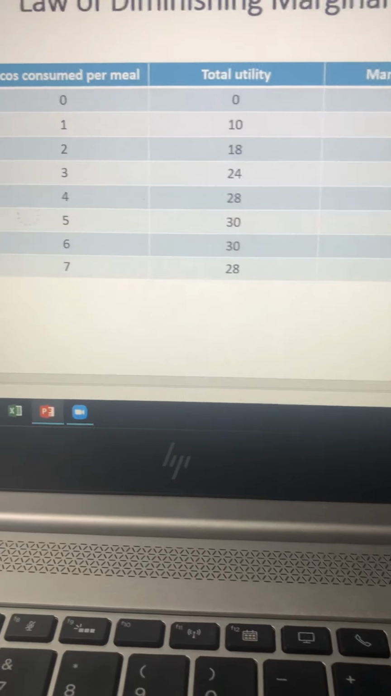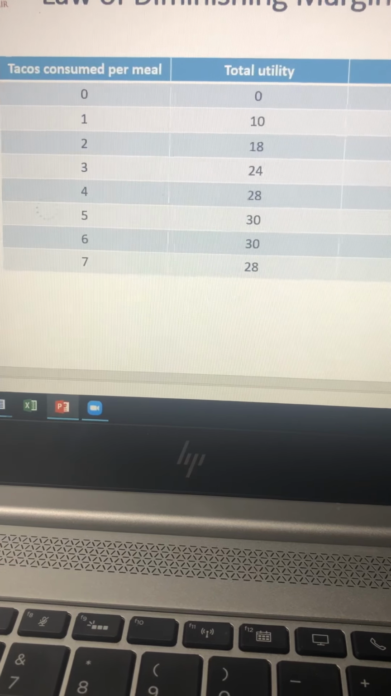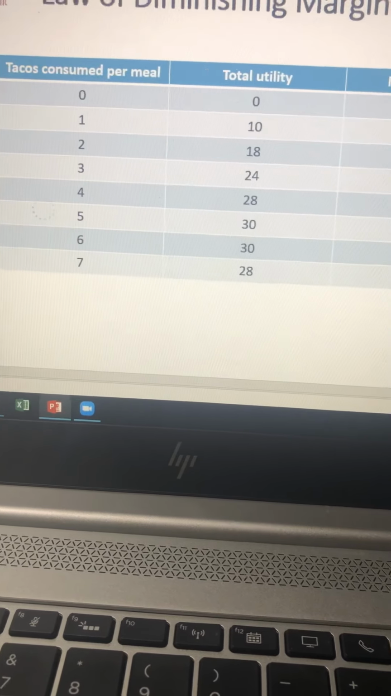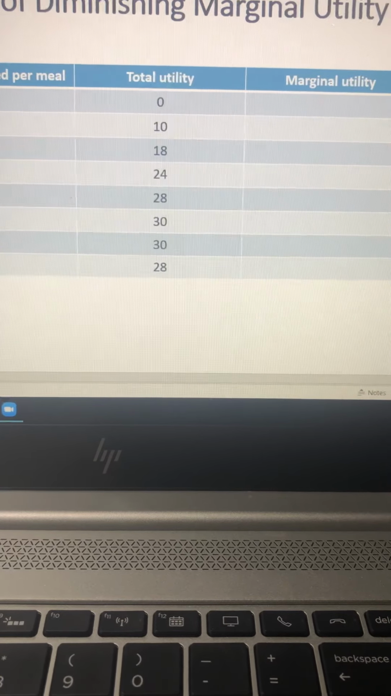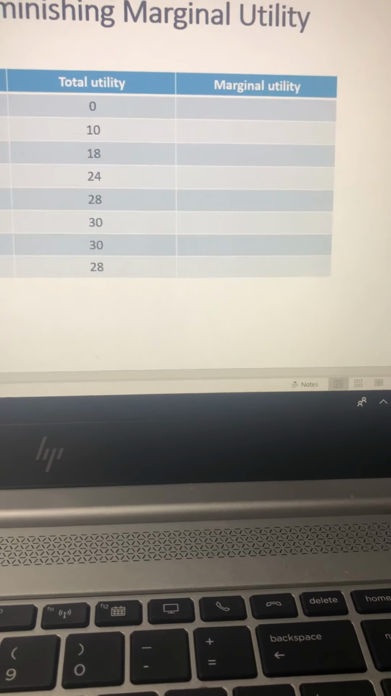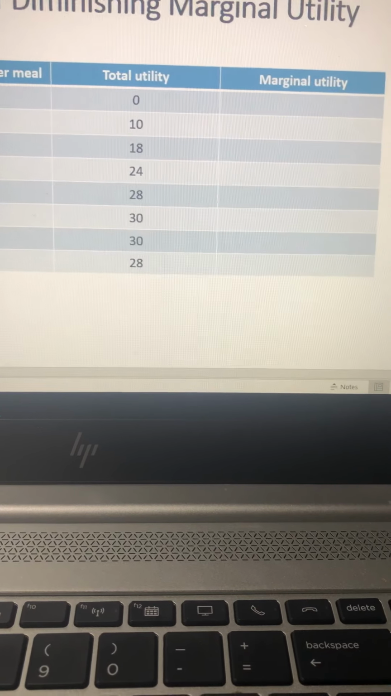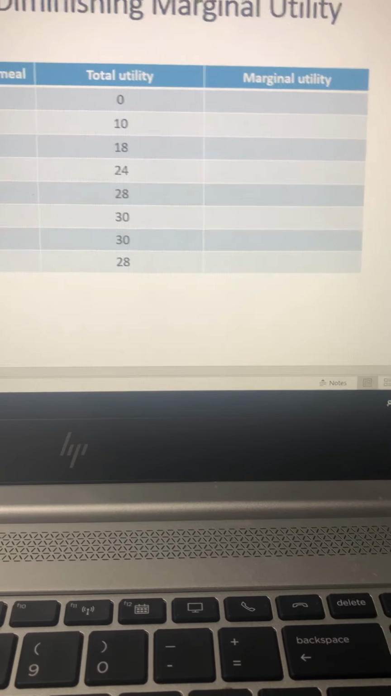And I'm going to start here when the quantity is 0. Remember, when you are not consuming anything, you're not buying anything, you're not eating anything, obviously the total utility will be 0. That's your total satisfaction. So the marginal utility basically does not exist. So anytime that your quantity is 0, remember that your marginal utility does not exist. So just leave it blank.